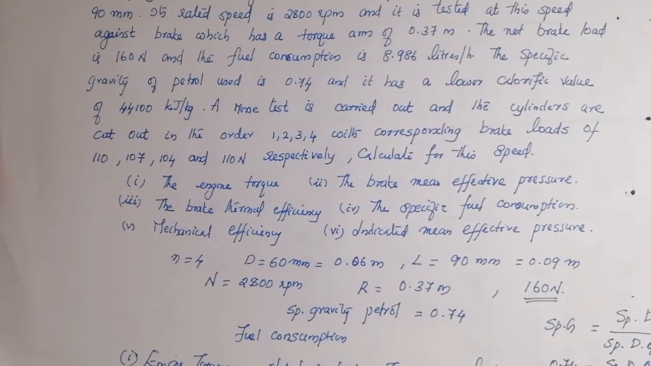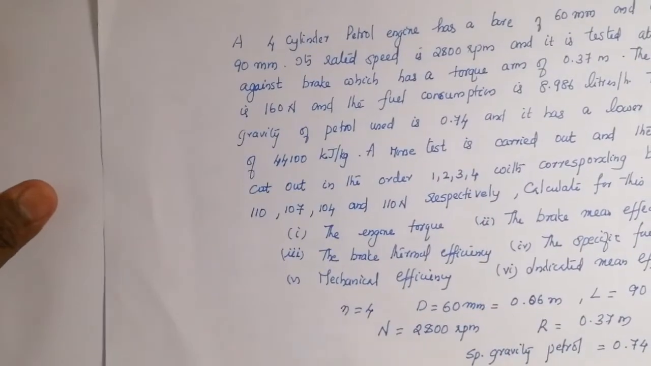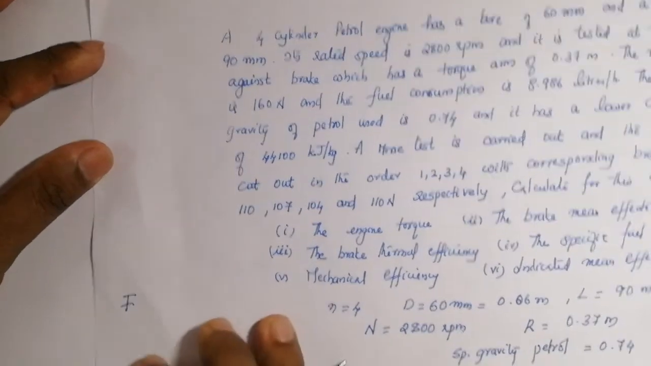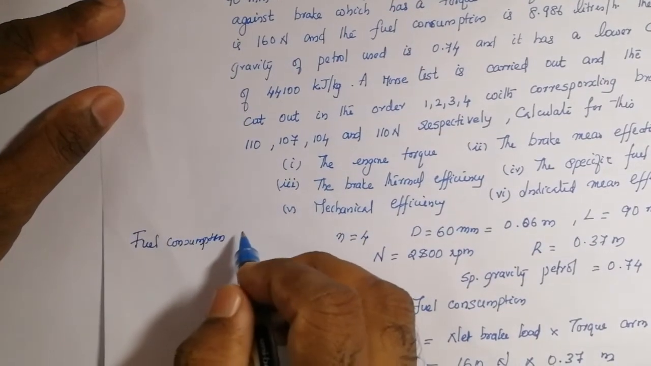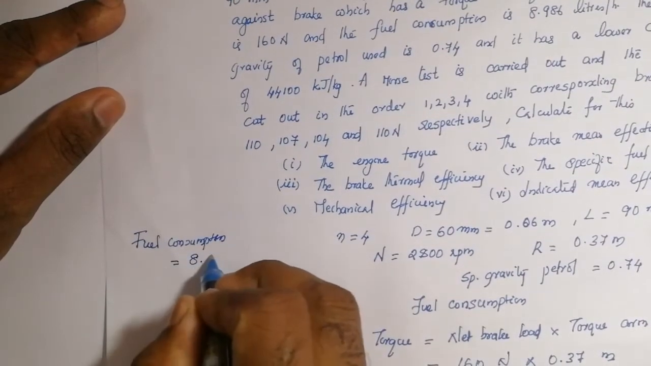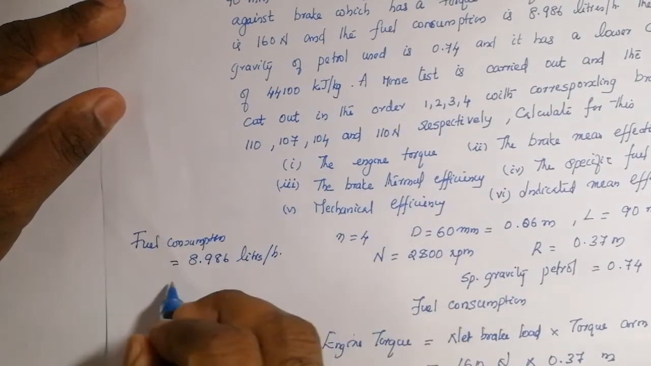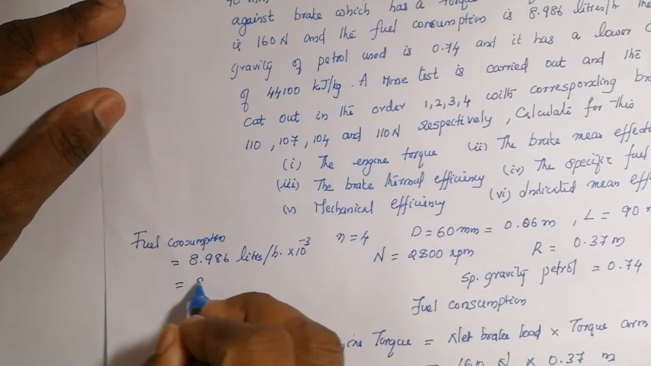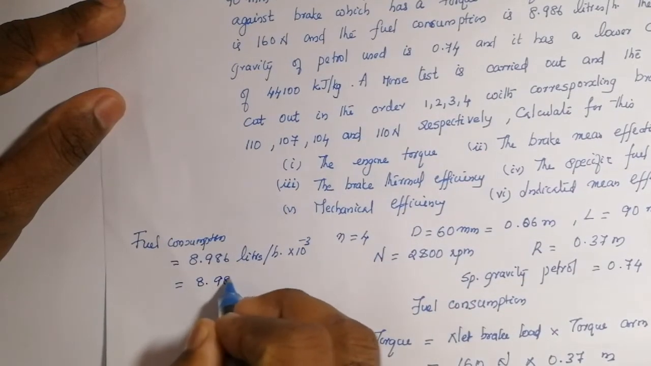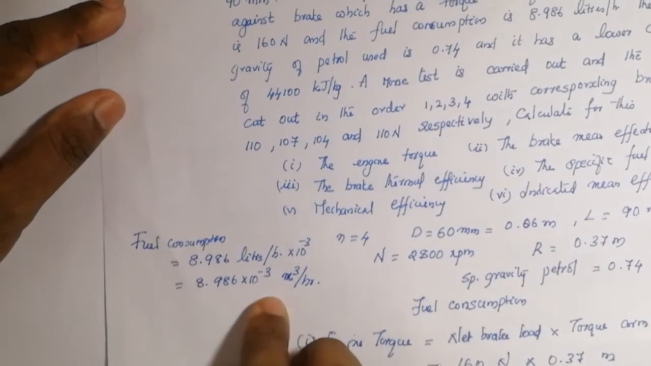ഓക്കെ, സ്പെസിഫിക് ഡെൻസിറ്റി ഓഫ് ദ ഫ്ലൂയിഡ് കണ്ടുപിടിച്ചിരിക്കുന്നത്. സോ ഫ്യൂൽ കൺസപ്ഷൻ റേറ്റ് എത്രയാണെന്ന് നമുക്ക് അറിയണം. സോ ഫോർ ഗെറ്റിംഗ് ദാറ്റ് ഫ്യൂൽ കൺസപ്ഷൻ, എന്ന് പറയുന്നത് ഇറ്റ് ഈസ് ഗിവൺ ആസ് 8.986 ലിറ്റേഴ്സ് പെർ അവറാണ്. സോ ഇതിനെ ഞാൻ ഇൻറ്റു 10⁻³ കൊണ്ട് മൾട്ടിപ്ലൈ ചെയ്ത് കഴിഞ്ഞാൽ ദിസ് വാല്യൂ ബിക്കംസ് 8.986 ഇൻറ്റു 10⁻³ അത്രയും മീറ്റർ ക്യൂബ് പെർ അവറായി മാറും.